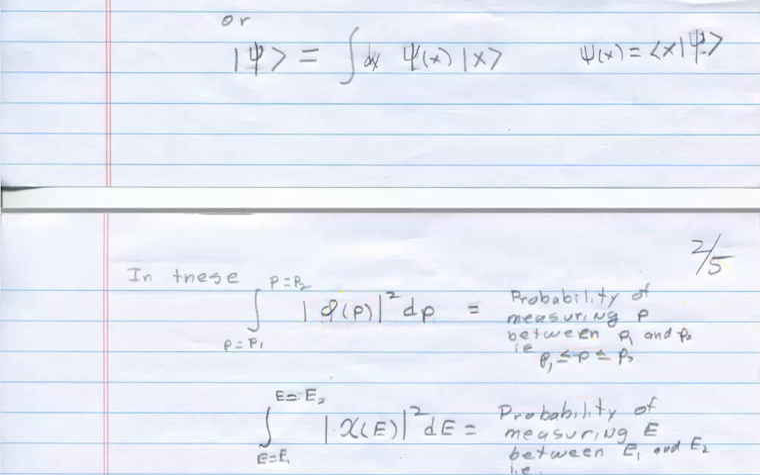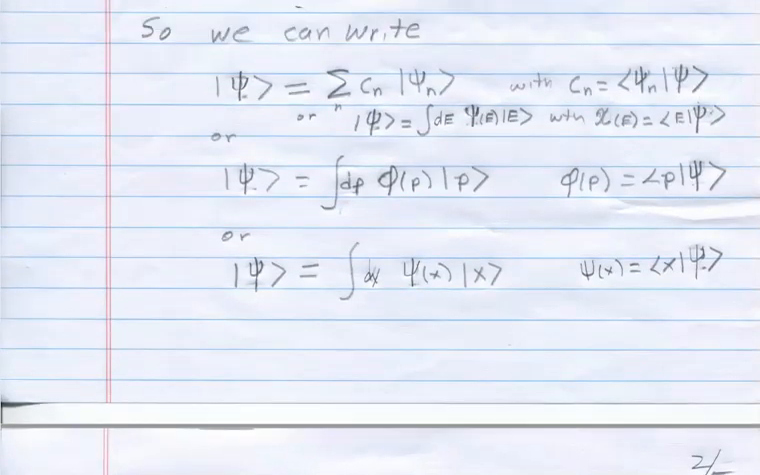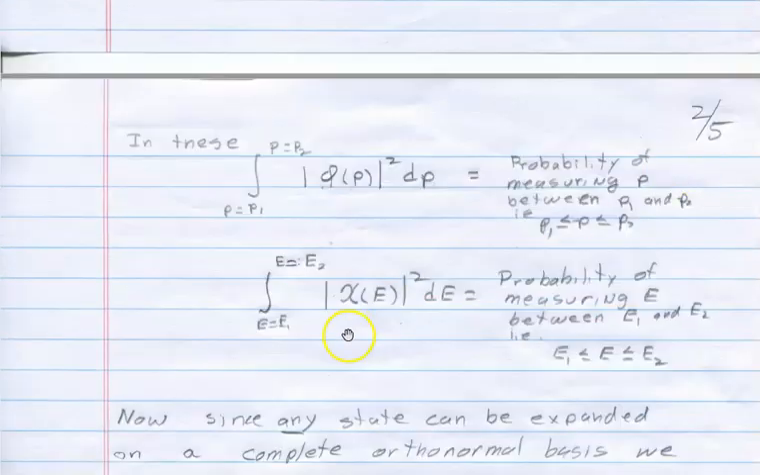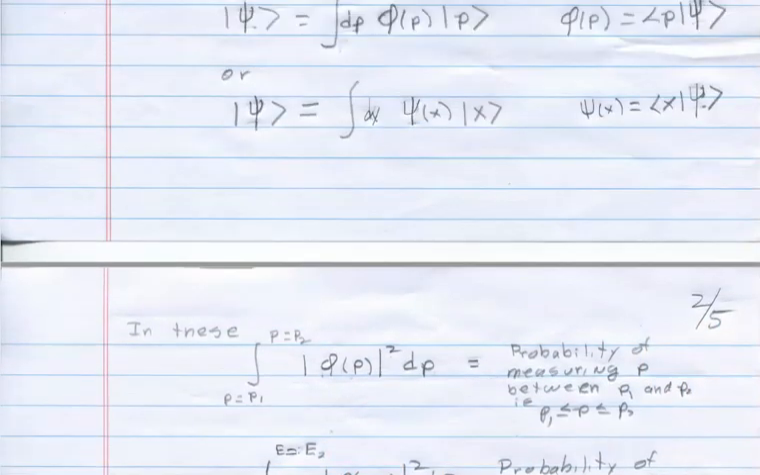You could have done the same thing energetically up here, again using this chi representation, and interpret this integral of chi squared dE from E1 to E2 as the probability of measuring the energy between E1 and E2. And so this is sort of like an energy probability function.